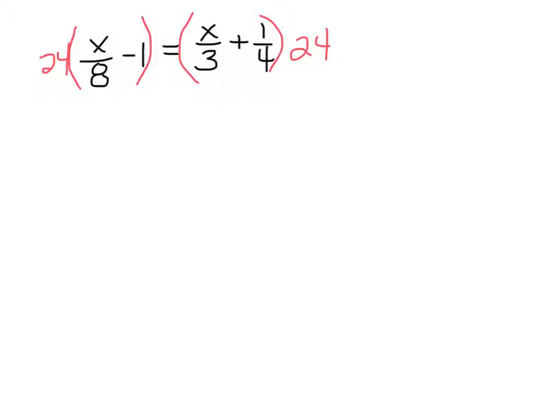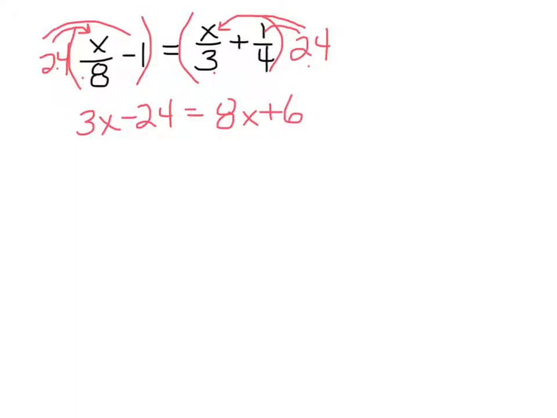So 24, first of all, times x over 8. The 24 and the 8 cancel each other out. I'm left with 3x. And then I still need to multiply the 24 times the 1, so I get 3x subtract 24. On the right-hand side, I'm going to multiply the 24 first of all by the x over 3. And once again, the 3 and the 24 cancel each other out, leaving me with an 8x. And then I need to multiply the 24 times 1/4, and 24 times 1/4 is equal to 6. So notice once again I have gotten rid of my fractions as I went through and did that.